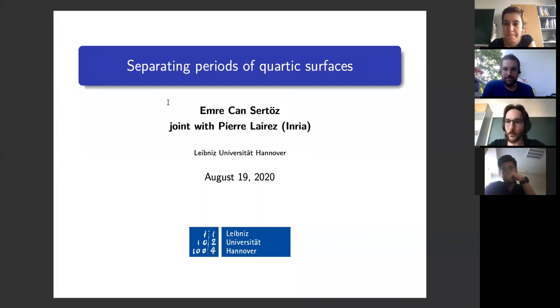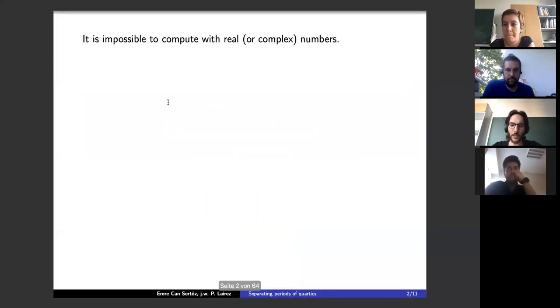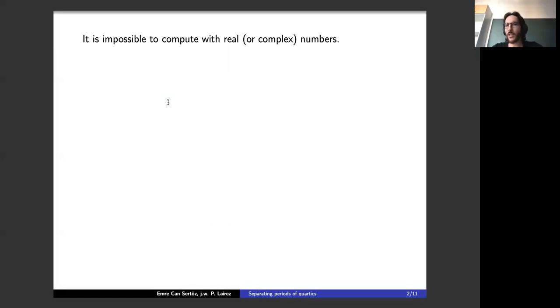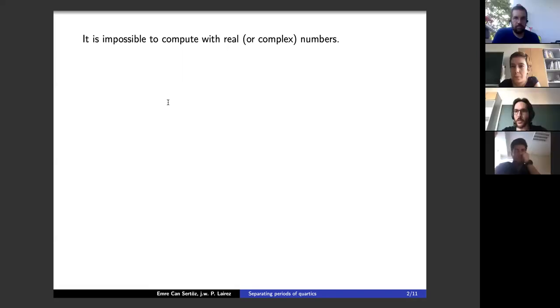Now I'll be talking about periods. I have something specific in mind, but let's just talk about what periods are and why we should care. To do this, we should think a little bit about real numbers. A surprising feature of real numbers is that it's impossible to compute with them in practice. That's just a counting problem. There are uncountably many real numbers.